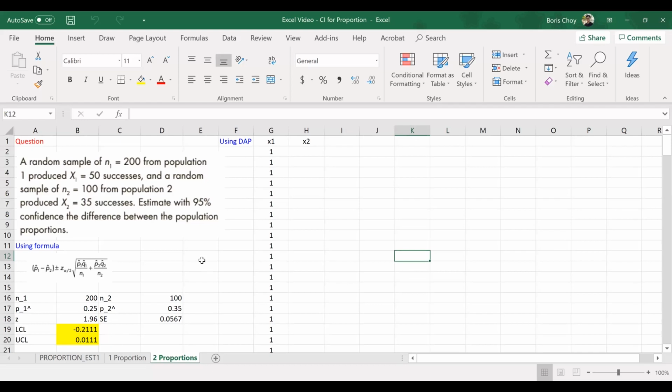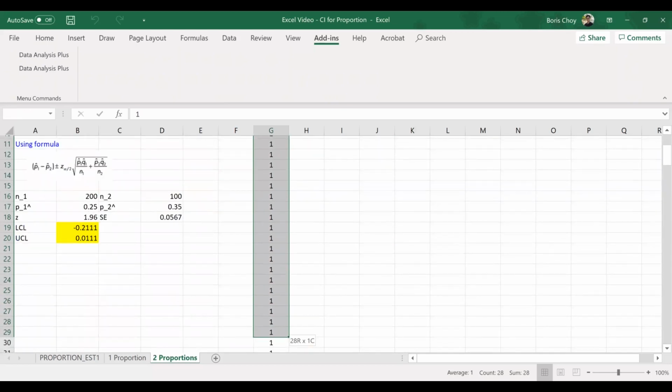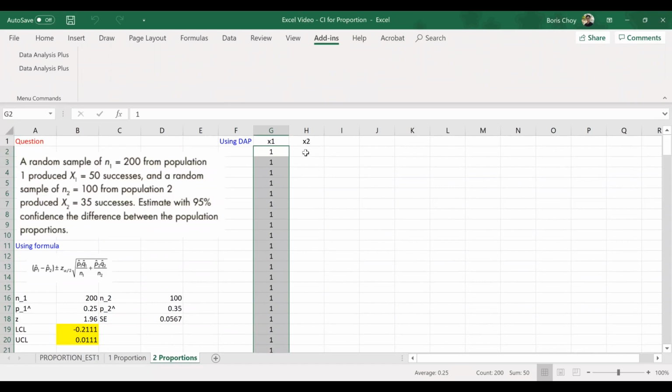Now, to demonstrate how to use Data Analysis Plus, first of all, we need to create the data. So from the first experiment, we have 50 successes out of 200 trials. So we need to create 50 ones, followed by 150 zeros, altogether 200 values in a column.